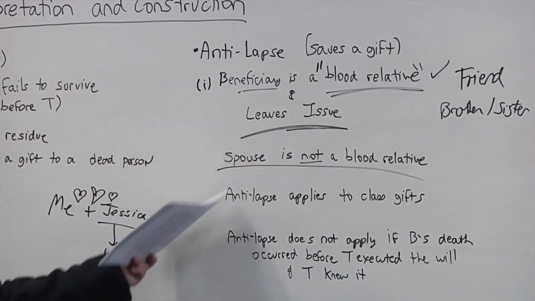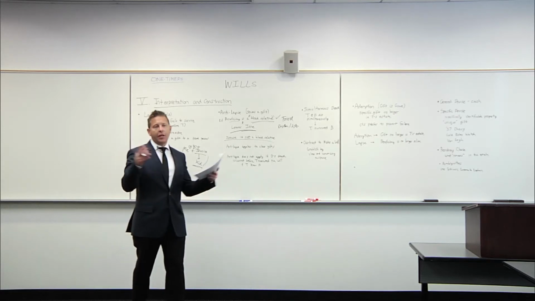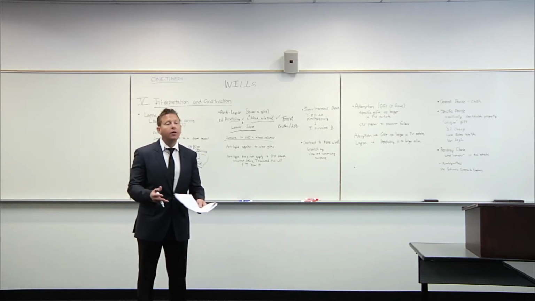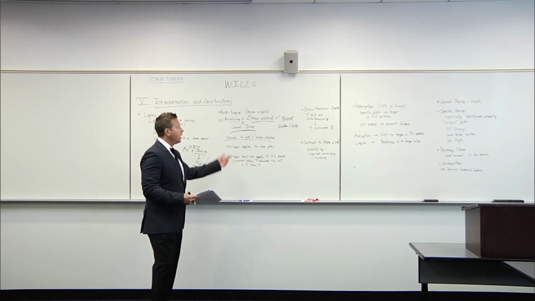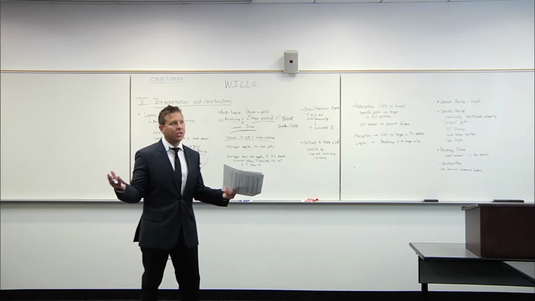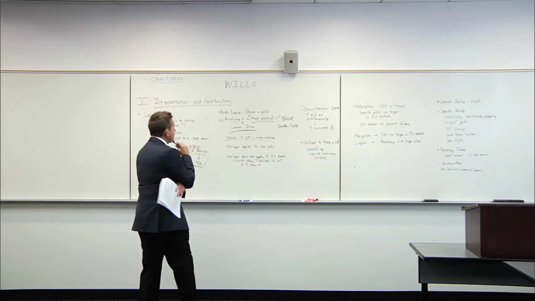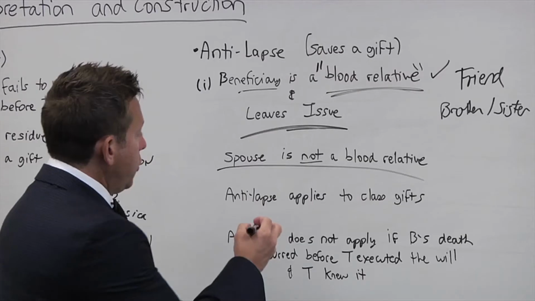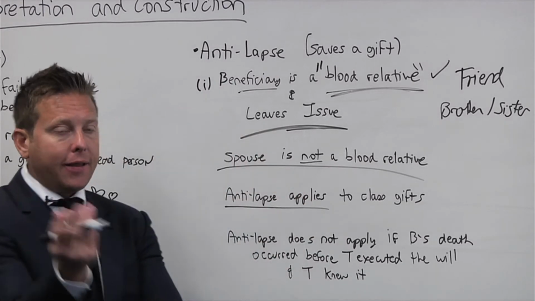Anti-lapse does apply to class gifts, very rarely tested. But if you see a group of people taking under the will and one of them dies and leaves issue and they're a blood relative, so let's just say I give it to all my cousins or all my brothers and sisters. Say I'm an Irish Catholic and I have 9 brothers and sisters and one of them dies and leaves issue. So I say I leave it all to my brothers and sisters. Anti-lapse will apply in that situation.